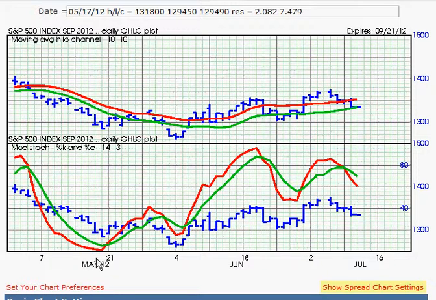And if the S&P breaks lower, bonds will probably trade higher. So we won't even look at bonds tonight. We'll try to take a look at bonds in the next video.